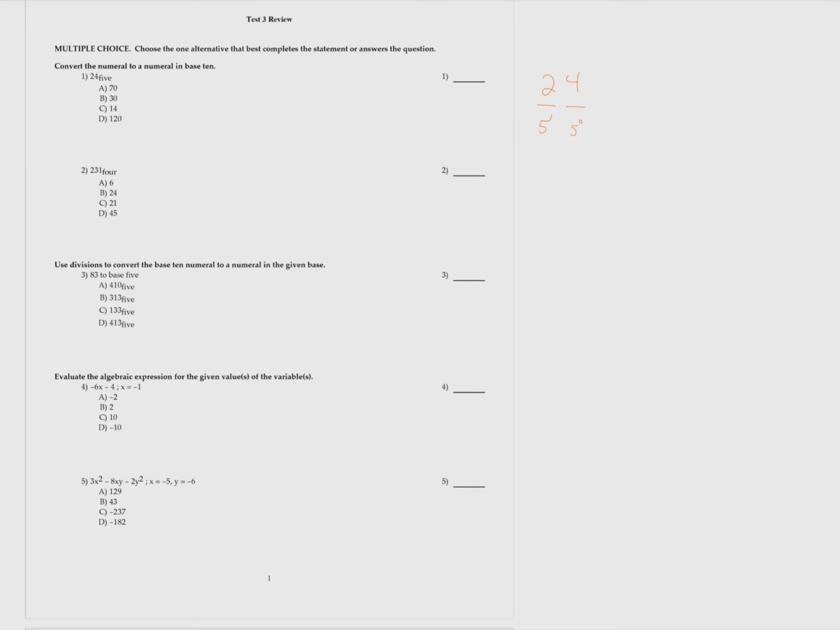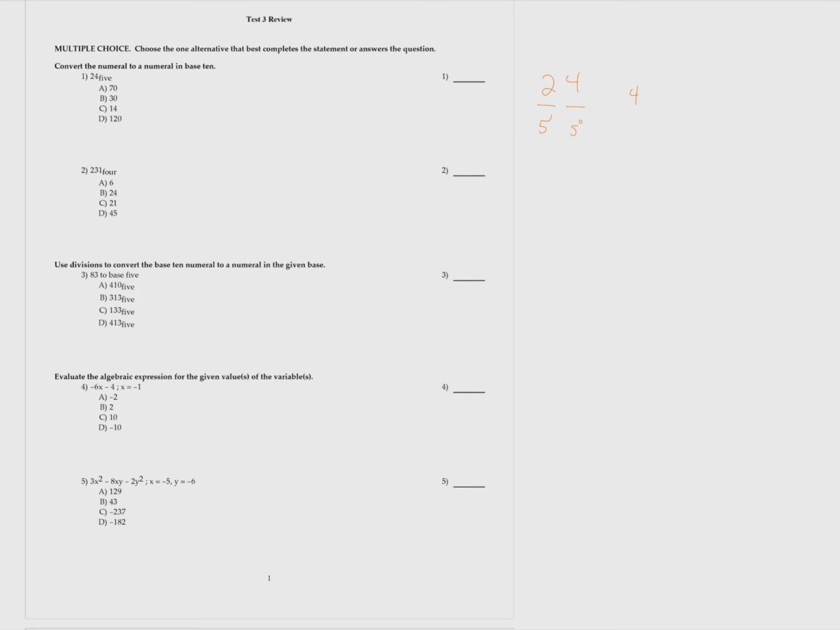So let's go back to the example of tens. 1, 2, 3. You have 3 ones, plus 2 tens, plus 1 hundred. If you add it up, you get the same number, 123, right? So we're going to do the exact same thing with this problem for number 1.